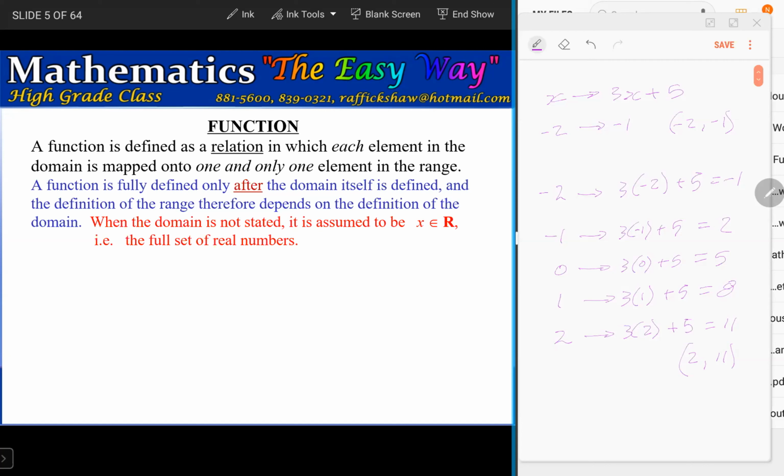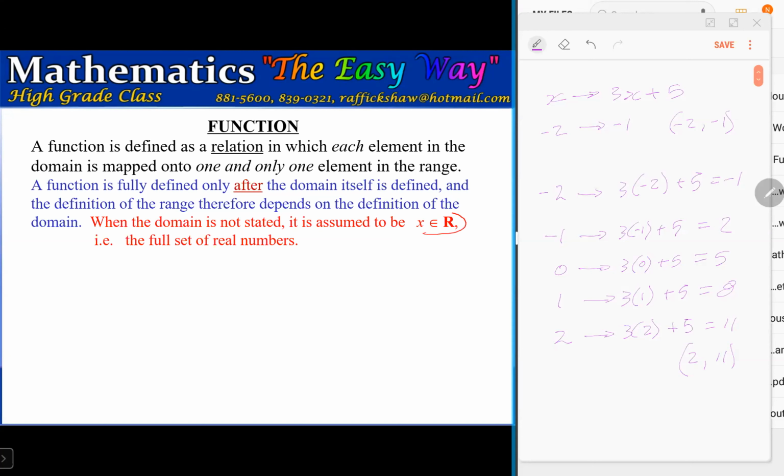So when the domain is not stated, it is assumed that it can take all real values. This statement, x is a member of the real numbers, means it can take all real values of x. So if they don't define the domain for you and tell you what the domain is, you assume that it can take any real x value. All right.